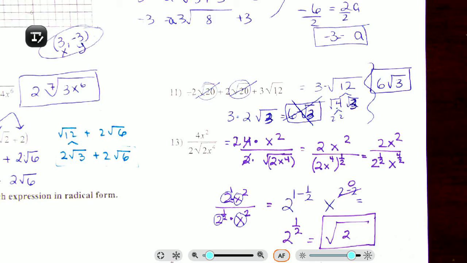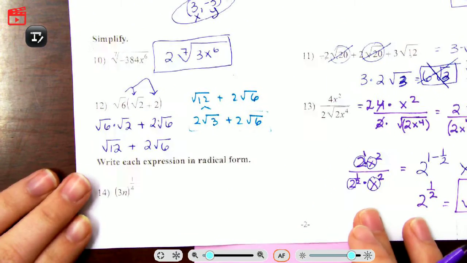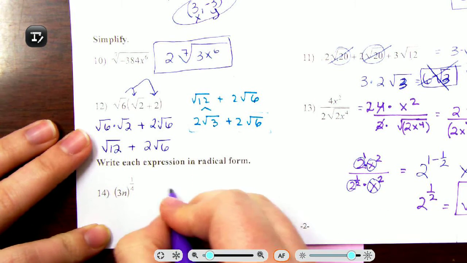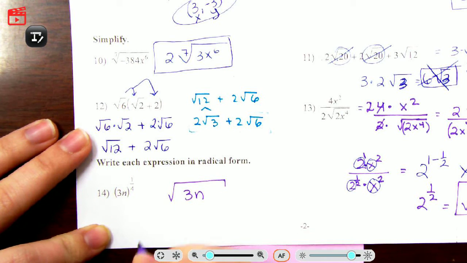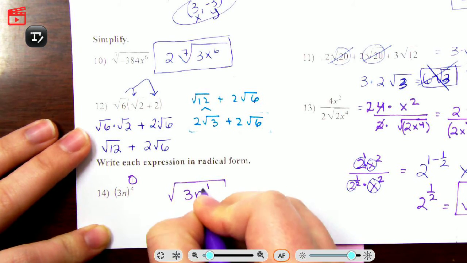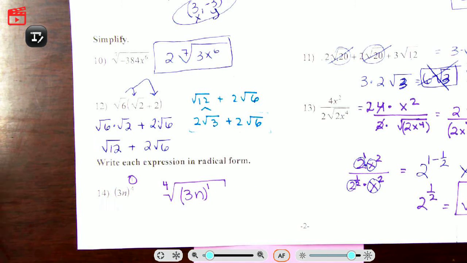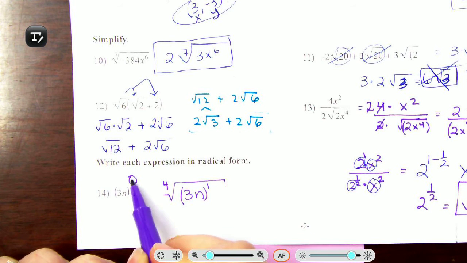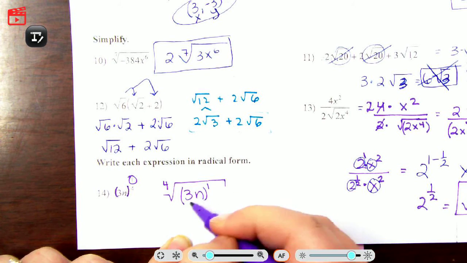Okay. Let's do one more. Write each expression in radical form. So radical form, here's your radical, here's your bubble, right inside. Your exponent is 1 and your index is 4. You don't have to write this 1 here. I'm just saying that this 1 came from here. Your power comes from here, and make sure that anything in parentheses remains in parentheses.